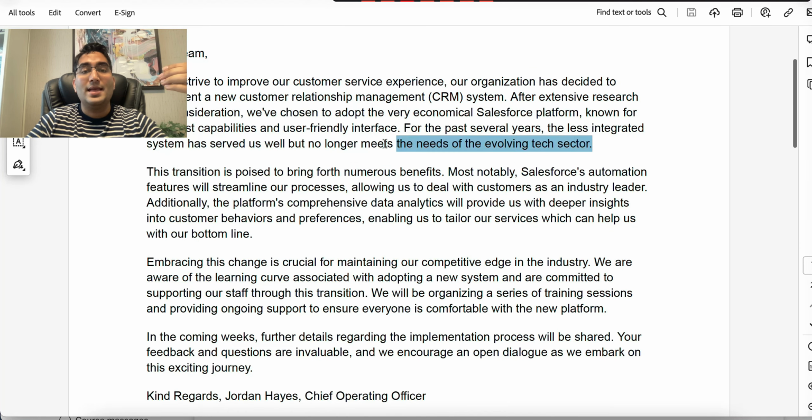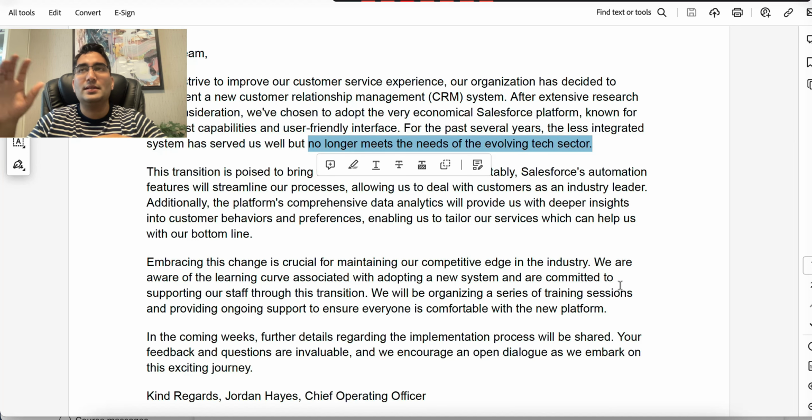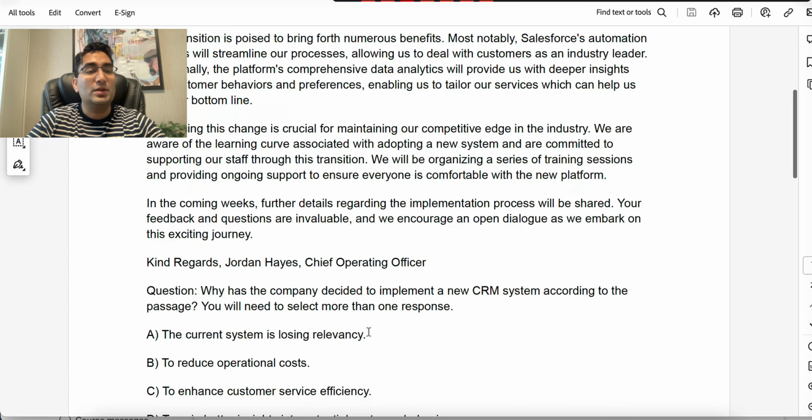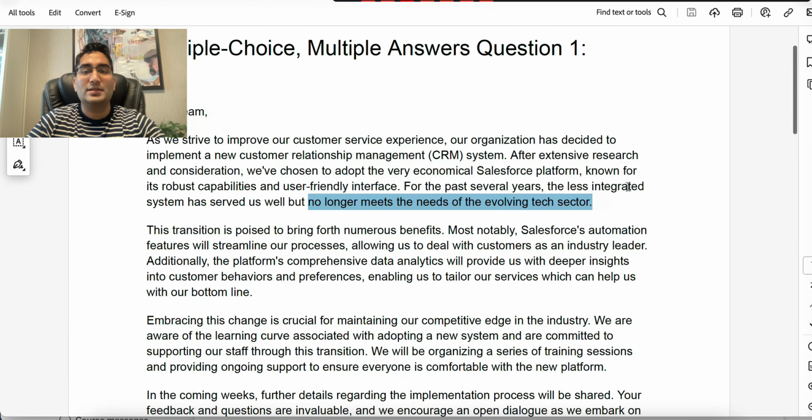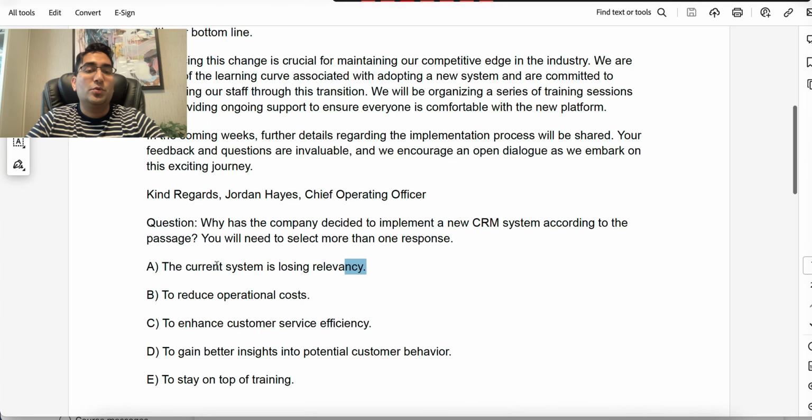But look, it's no longer meeting the needs of an evolving tech sector, which means things are getting more advanced and modern, and the current system is old. So it's not able to be relevant. And it's also not integrated, which means it's not relevant to our needs. But again, the word relevancy is not there.